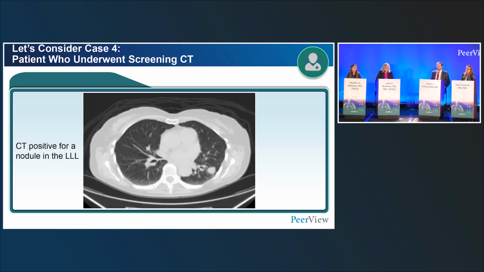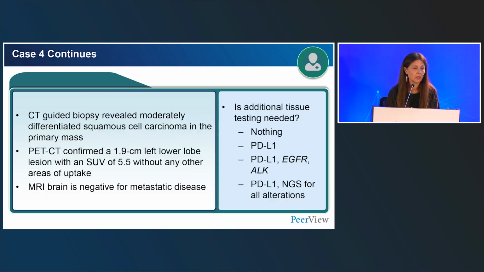Okay, so this is the last case. This is a patient who had a smoking history and went in for screening and was found to have this nodule in the left lower lobe. A CT-guided biopsy showed that this was moderately differentiated squamous cell carcinoma. CT scan confirmed that left lower lobe mass, and a PET showed that SUV was 5.5. There was no uptake anywhere else.